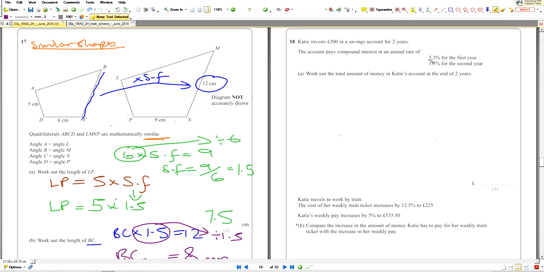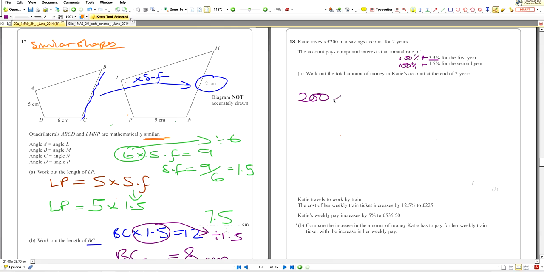3.3% means 3.3% extra on top of the original amount. What's the original amount percentage? It's counted as 100%. So if we consider the original amount as 100%, it's gone up by 3.3%. Now, we're going to do £200.